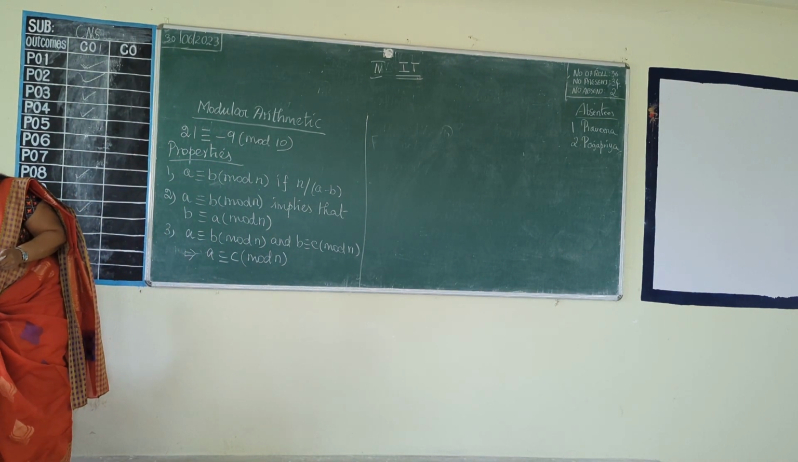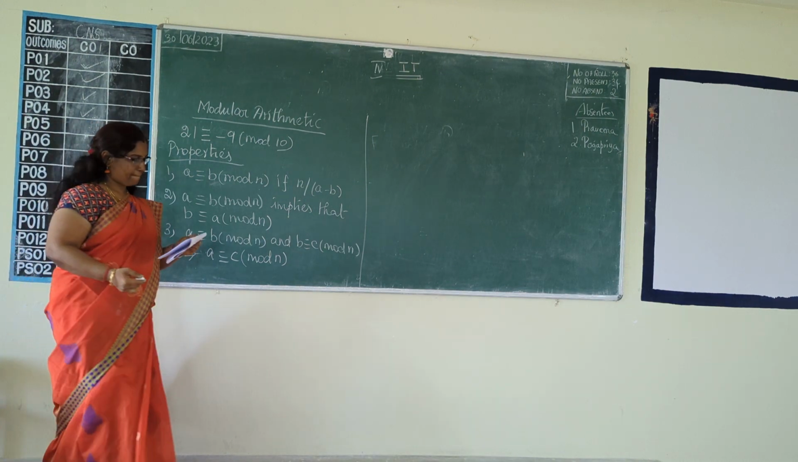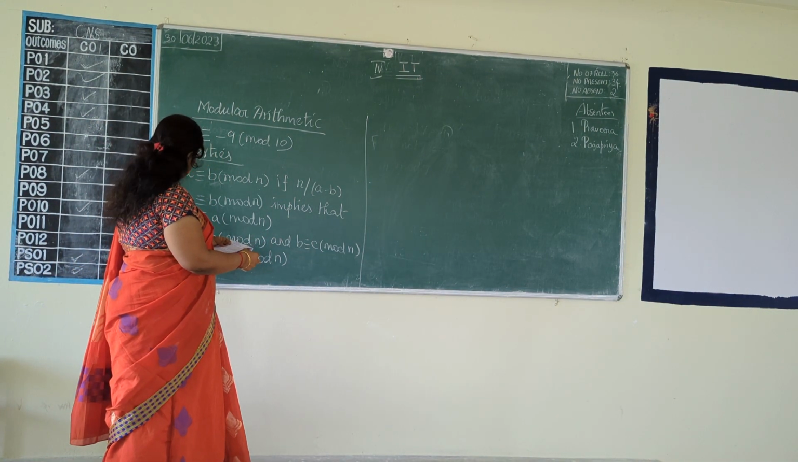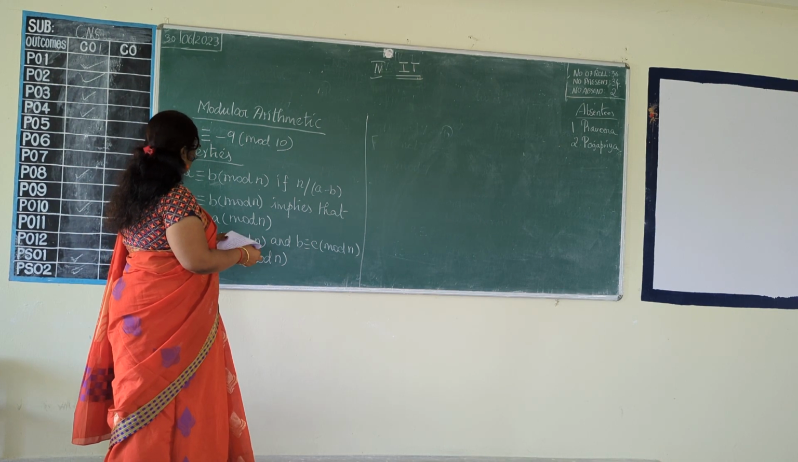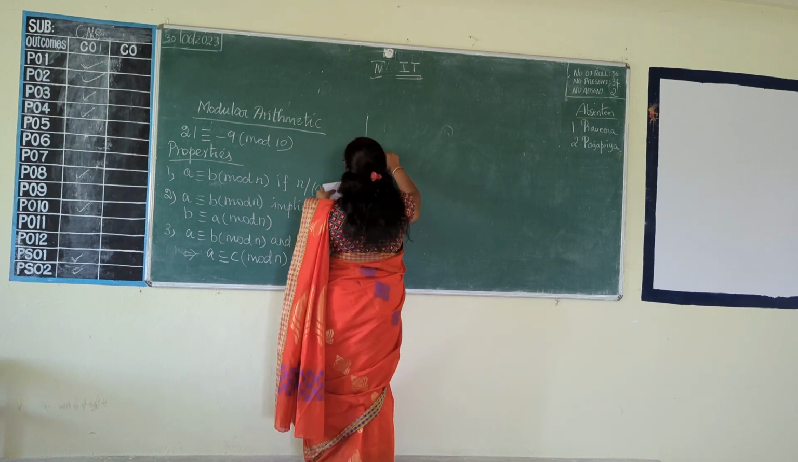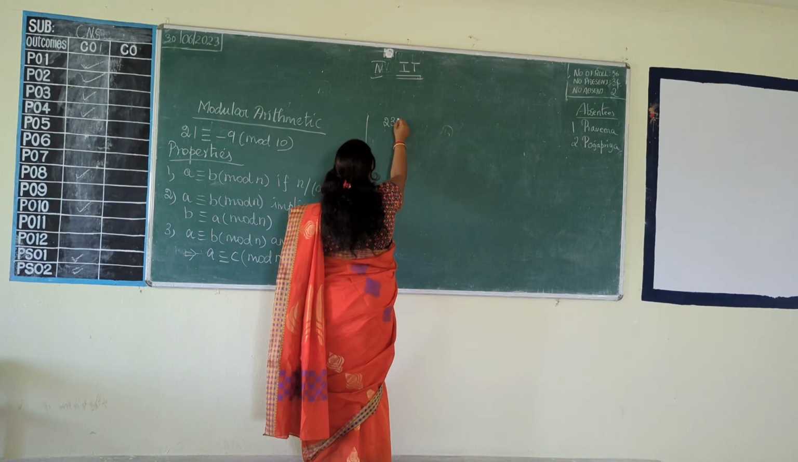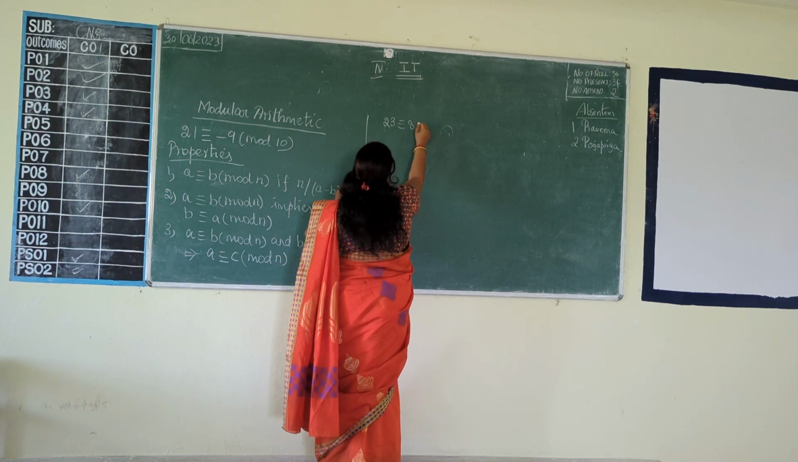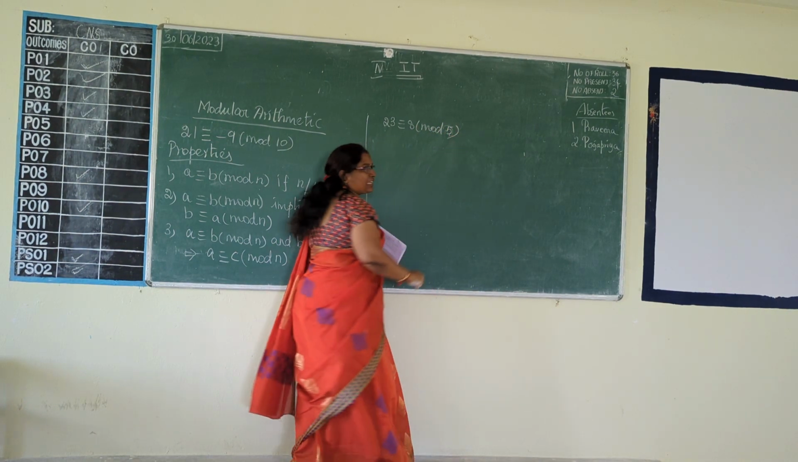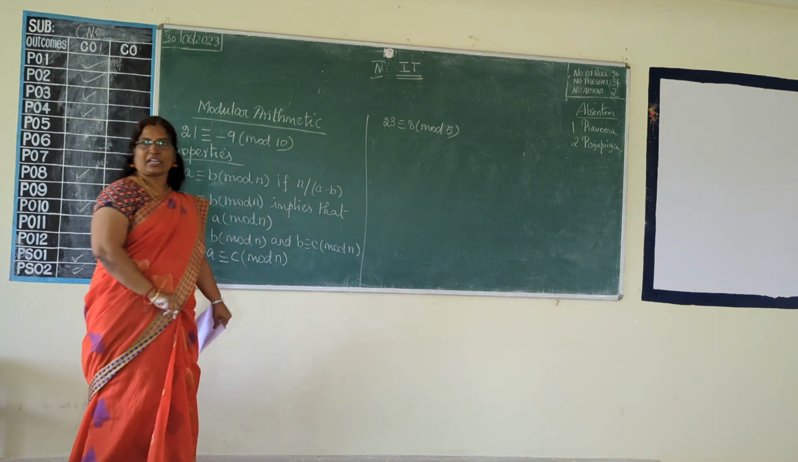Shall we see one example for each of them? Yeah. So please check the first property. I will give one example: 23 is congruent to 8 mod 5. So this is the example. We will check all three properties one by one.